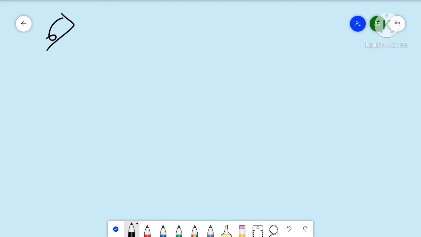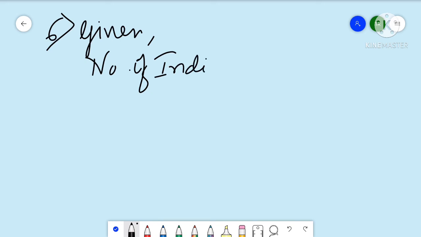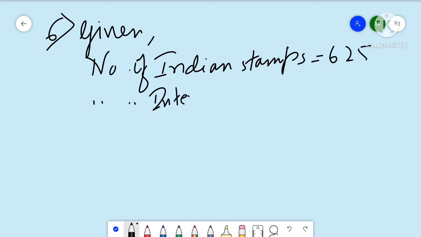So number of Indian stamps is what is given. Let us write what is given. It is given that number of Indian stamps is equal to 625, and the number of international stamps is equal to 325. So now what Himadri wants to do, she wants to display them in identical groups of Indian and international stamps with no stamps left out. So what is the greatest number of groups Himadri can display the stamps?